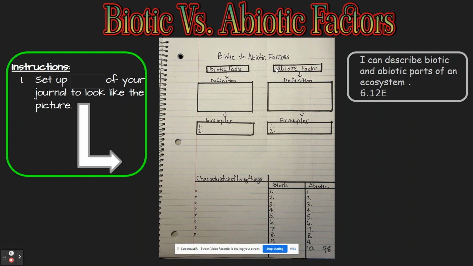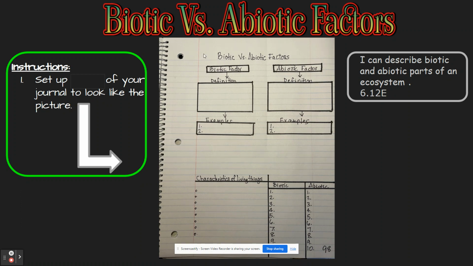So we're going to set up our journal page. Your teacher will tell you what page to set up. It'll look just like this on my screen here. Instructions: set up your journal page to look like the picture. Make sure you put the title, Biotic versus Abiotic Factors. Skip a line, put biotic factor.